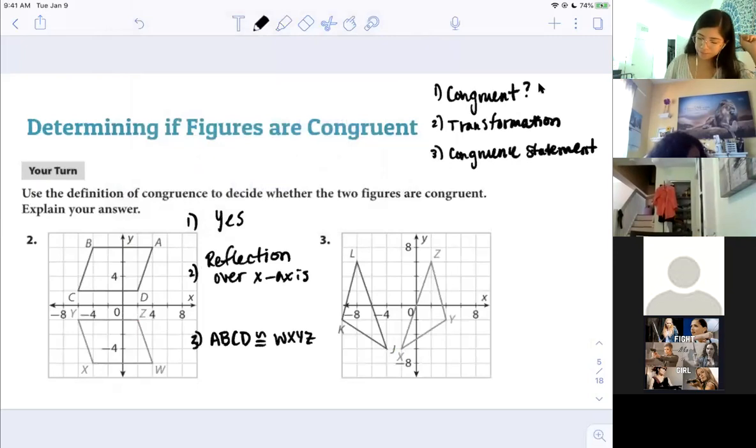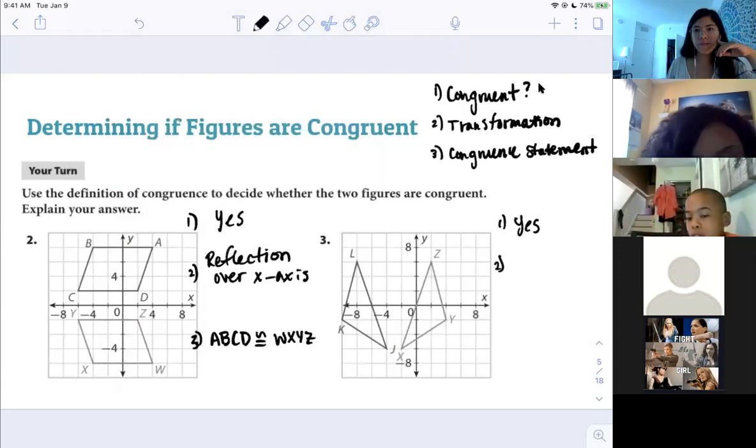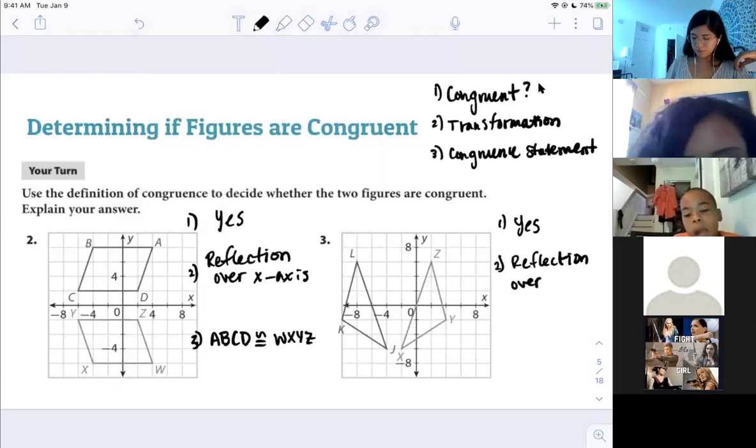No. All right, number 3. Are they congruent? Yes. Good. Now, here's a trickier question. What is the type of transformation? I think it's a reflection over a line. Over the y-axis? It's over the line x equals negative 3.5. Very close. Look at the scale. Just negative 3.